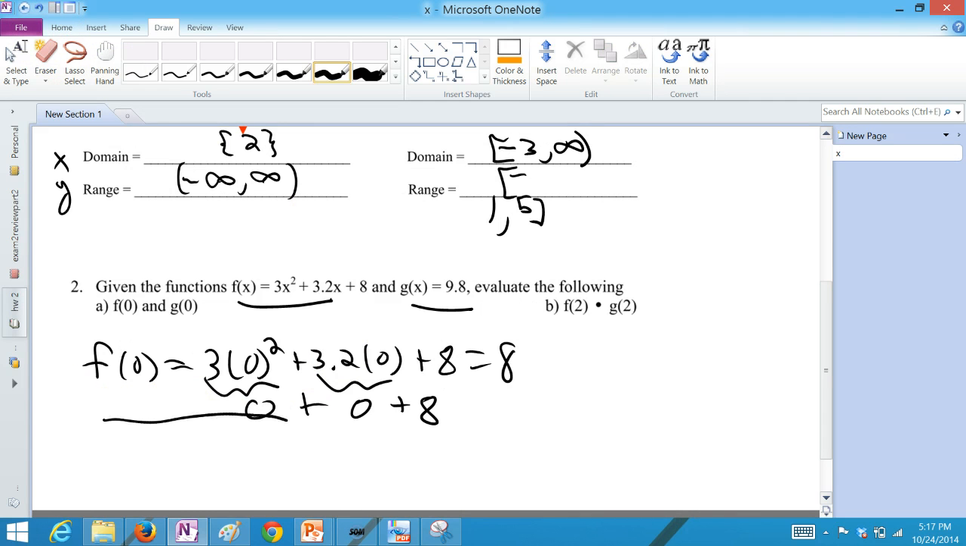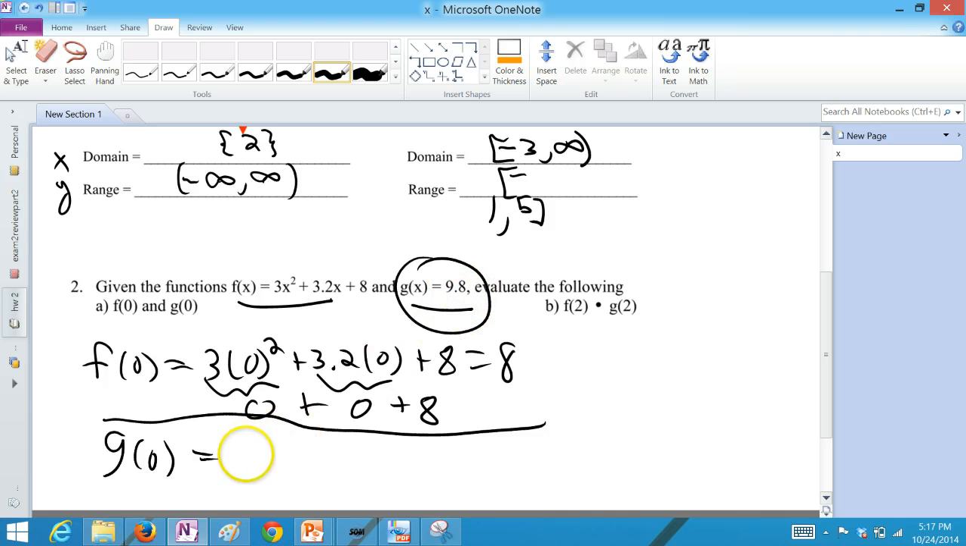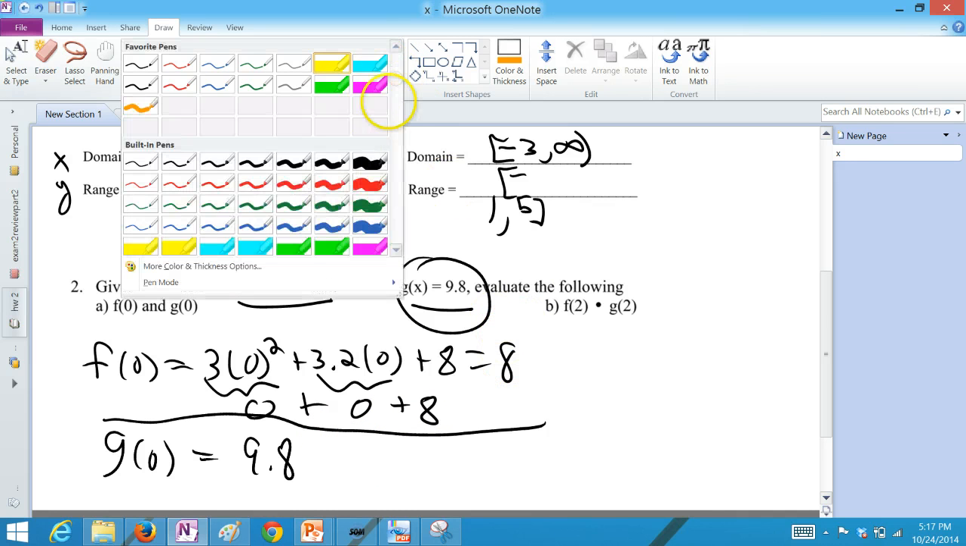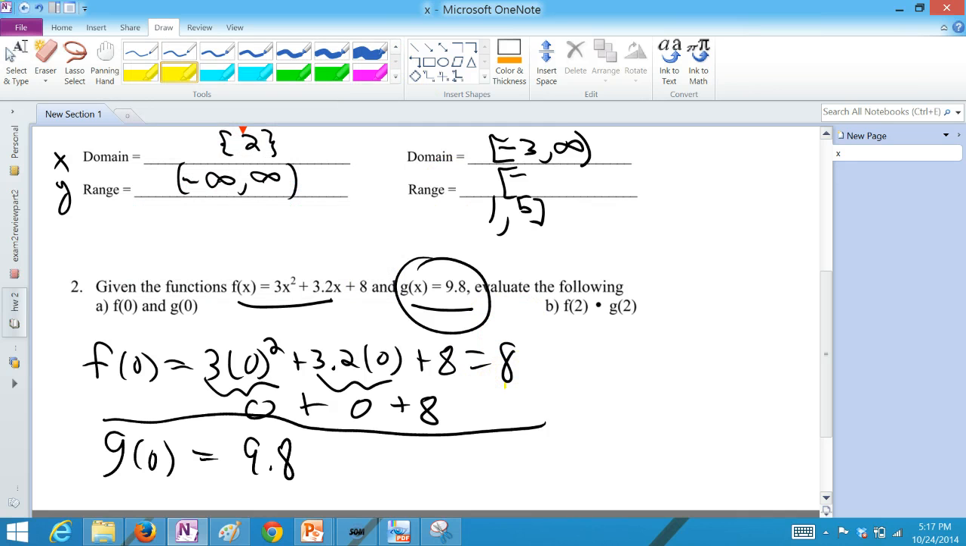Okay, great. Now on to g of 0. But look, g is a constant. G is 9.8. There's no x to plug into. G will always be 9.8. So these are your two answers then. We have 8 for f of 0, and we have 9.8 for g of 0.